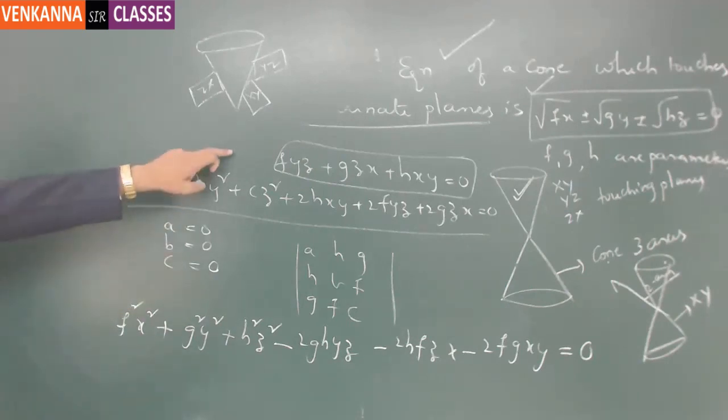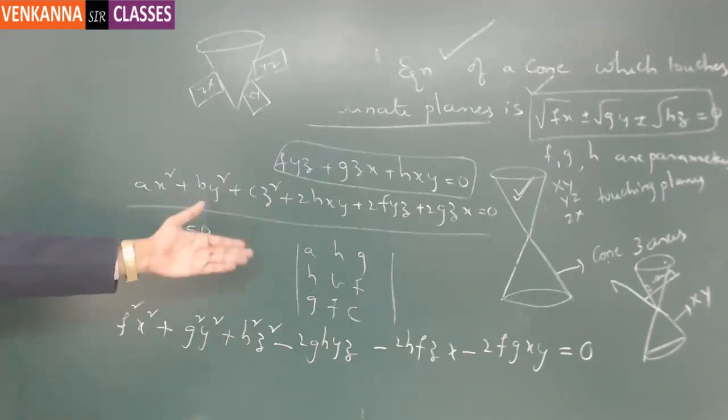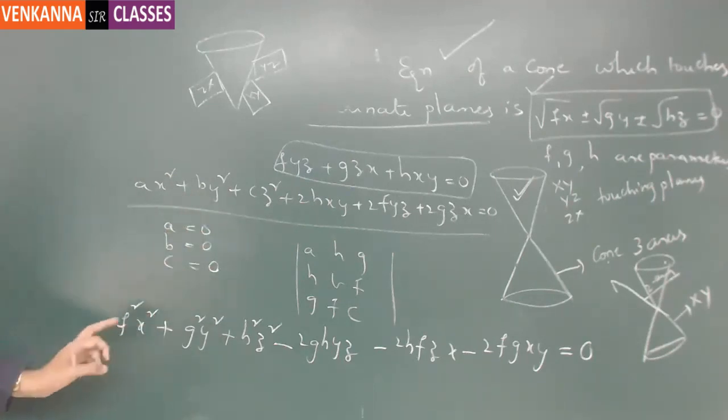So by taking the cone passing through the axes and comparing with the given equation, I find the values of a, b, c, f, g, h. Using the matrix determinant, I am writing this as the reciprocal cone equation. Fine. Are you getting the outline of it?